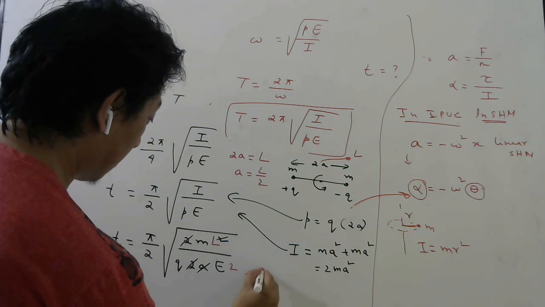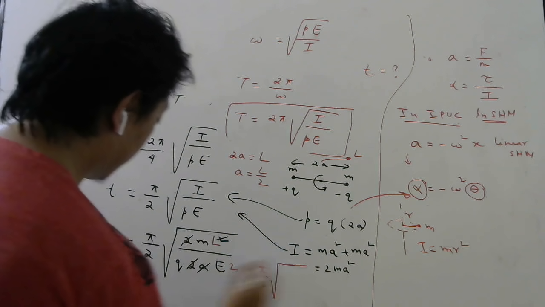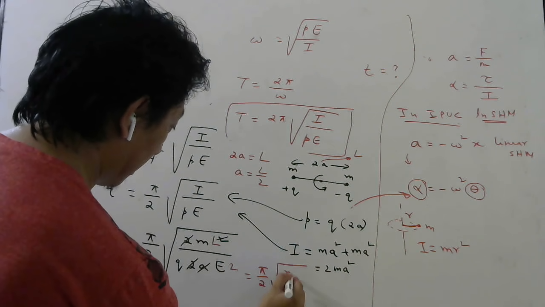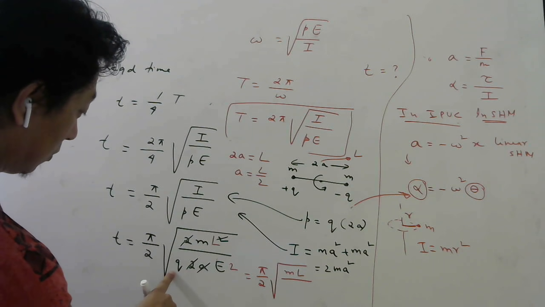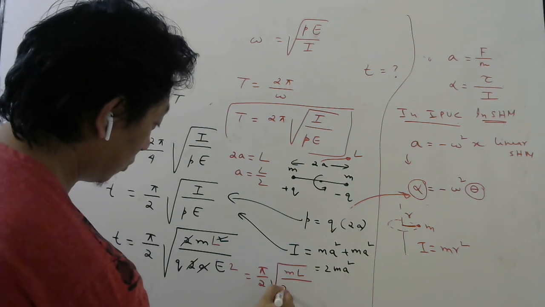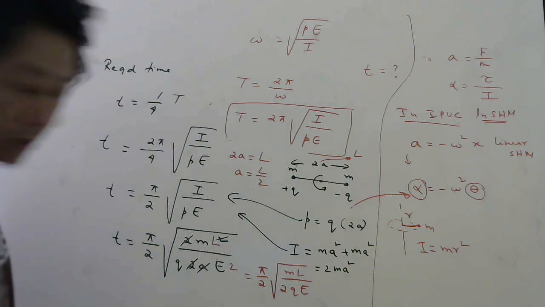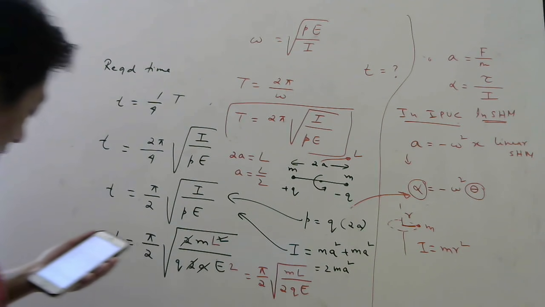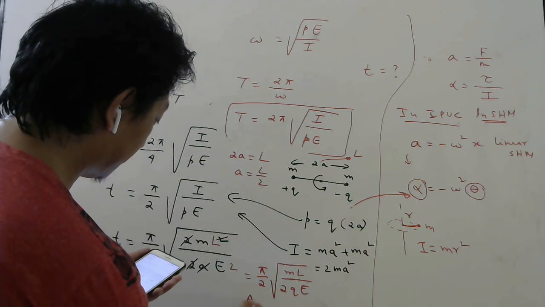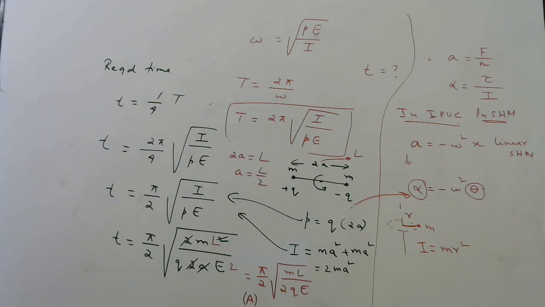So the final result will be, where shall I write? Somewhere here: pi by 2 root of ML divided by 2QE. This 2 will be there, okay? Now can you see which is the right option? Pi by 2 root of ML by QE. In the book they have given B, but in my derivation I can see it is option A. I hope I have done correctly, right?